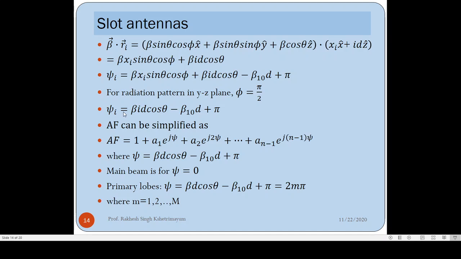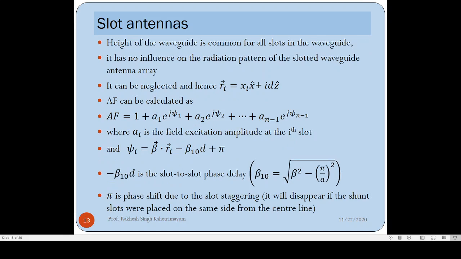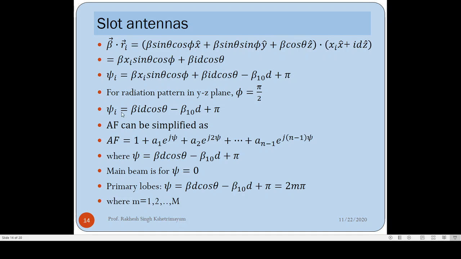You can observe that all the psi I are the same, so psi I is this, psi I is this. So we can find out the array factor as 1 plus a1 exponential j psi plus a2 exponential j2 psi plus a n minus 1 exponential j n minus 1 psi, where psi is beta d cos theta minus beta 10 d plus pi. So I should actually have an I here. I'll change that later on.